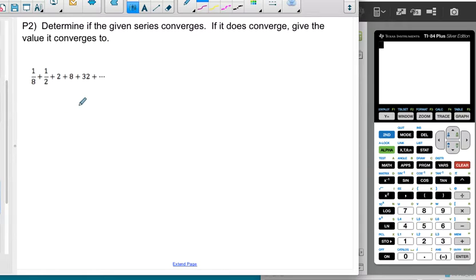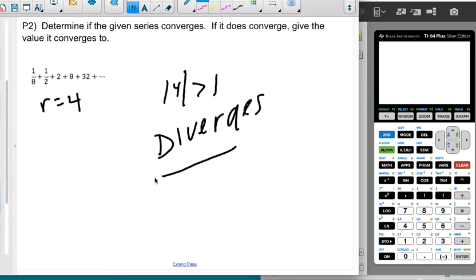For the next one, we've seen this one before also, right? We're multiplying by 4 to get from one term to the next, so my r is 4. This is geometric, but since the absolute value of 4 is greater than 1, this thing diverges, and there's no more work to do. So, diverges.